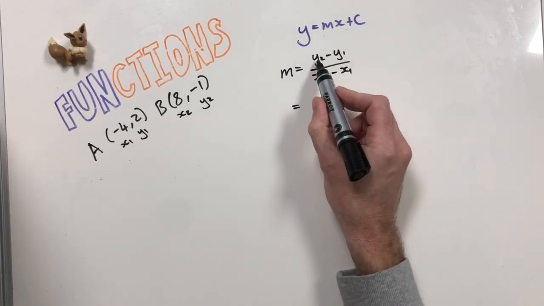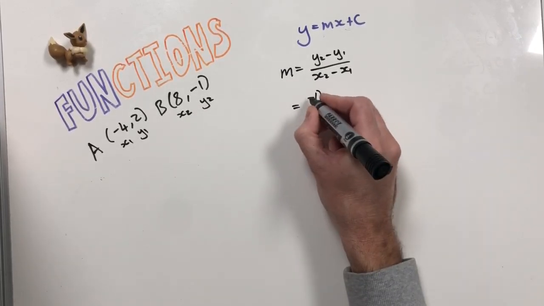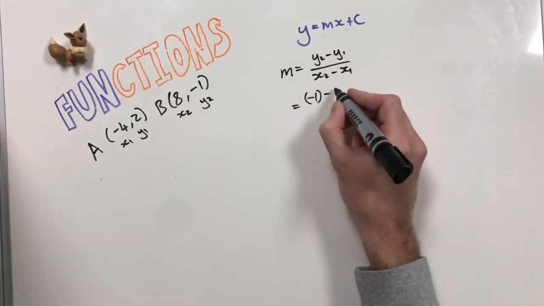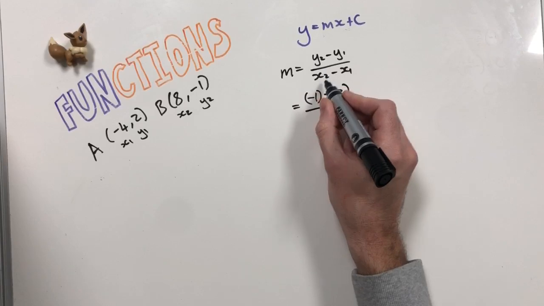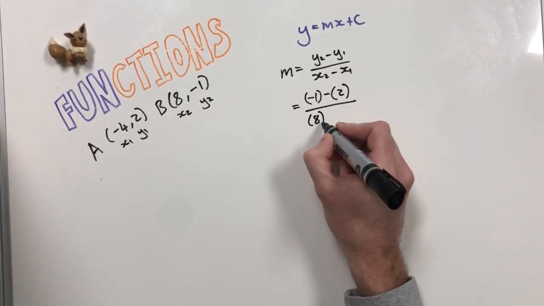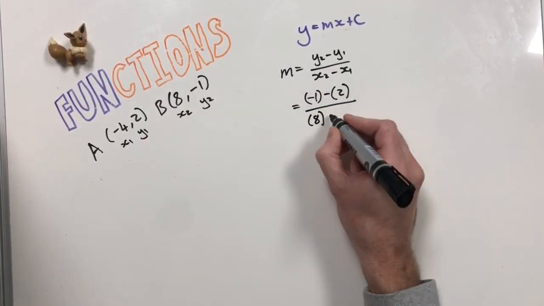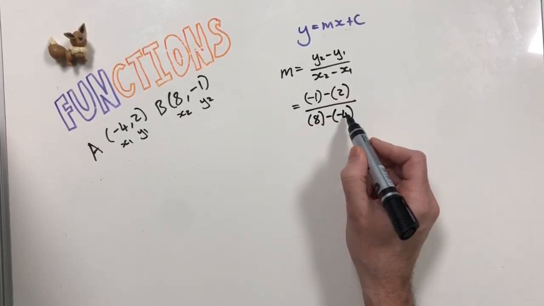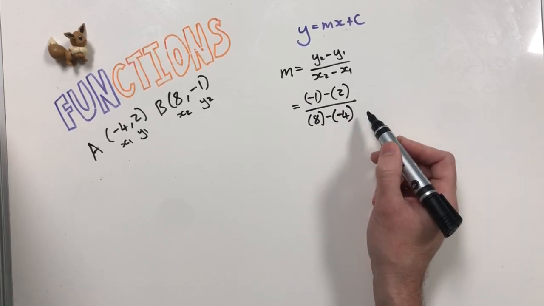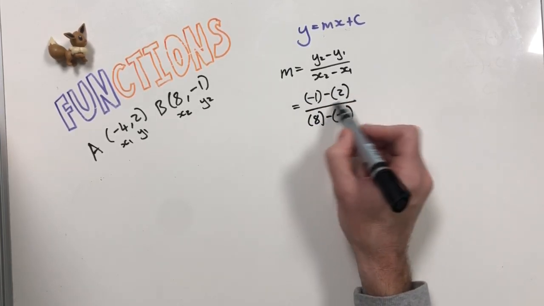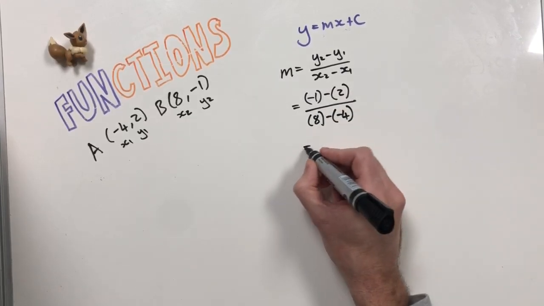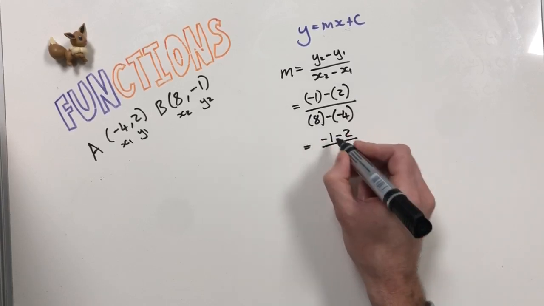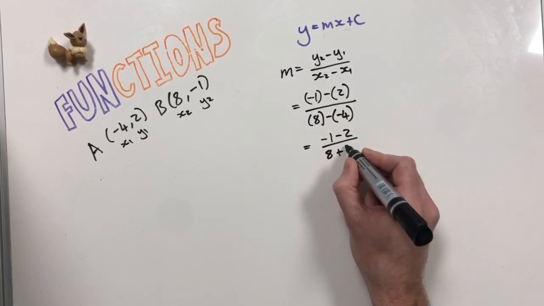So let's just substitute. y2 is my -1, just remember my brackets, minus y1, in this case 2, and my x2 would be 8, and my x1 is, and here you see where the brackets are very important, because if I just said -4, I'd get a different answer than with (-4). So this is where the brackets are important. At the top it doesn't look that important because I can just write it without them: -1 minus 2, but here it becomes 8 plus 4.